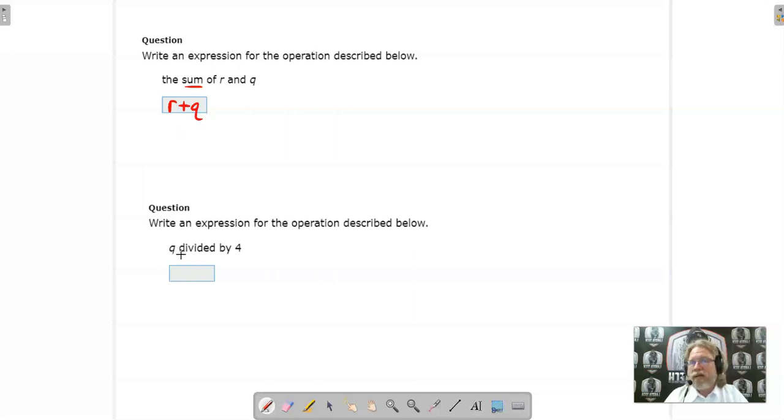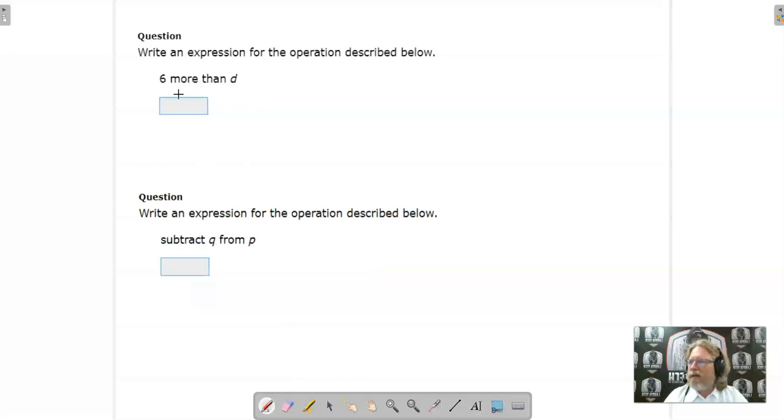Let's see, I almost said the quotient of, because I've seen that word divide. So it already tells us it's division, q divided by 4. So that'd be q divided by 4. We know that equals q over 4. So hit that little fraction button down there and get your 2 boxes in there and fill those boxes in. And the first one up top for the numerator, we're going to put q, and for the denominator, we're going to put 4.